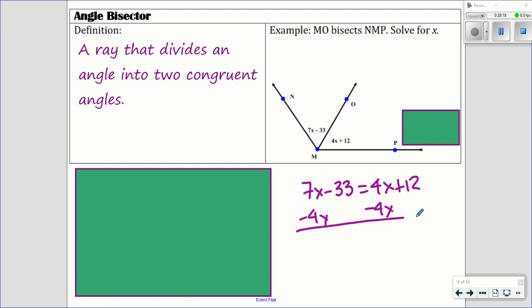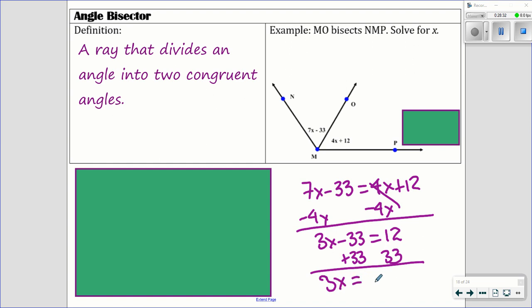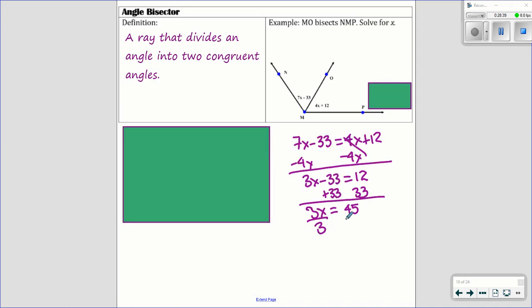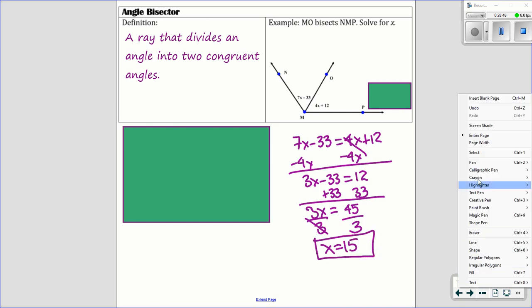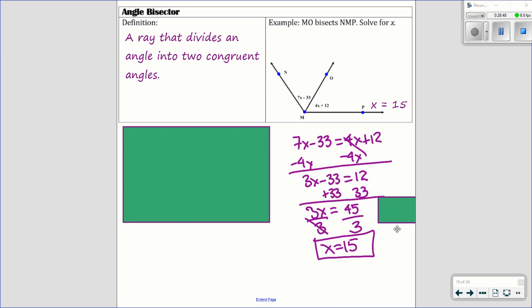So you subtract 4x on both sides. This would be 3x minus 33 equals 12. And then you add 33 on both sides. And you get 3x. It's a weird 3 over there, but hey. And then you divide, let me extend that, divide by 3. And you should get x equals 15. Since they ask you to solve for x, that's all you need to do, just solve for x. You don't need to plug it in. That's your answer.